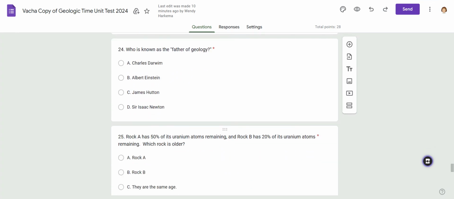Number 24, who is known as the father of geology? A, Charles Darwin, B, Albert Einstein, C, James Hutton, D, Sir Isaac Newton.